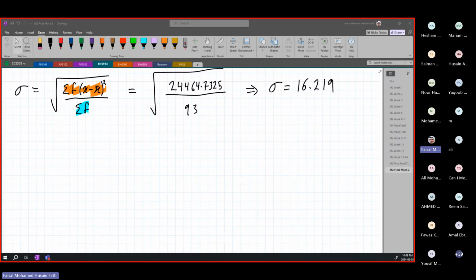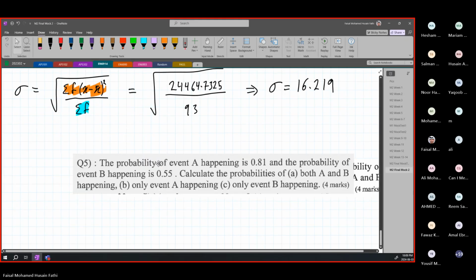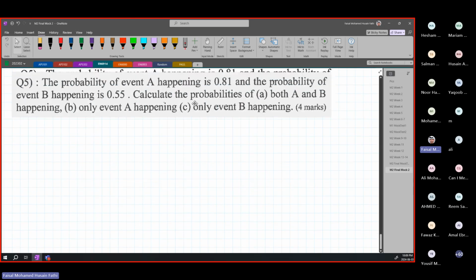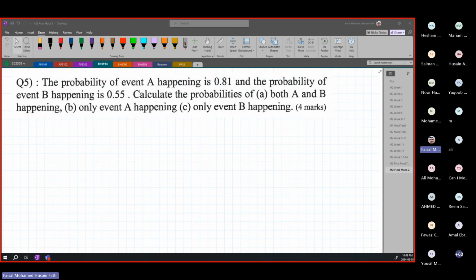Now, going back to probability again. So probability, let's look at this question. The probability of event A happening is 0.81, and the probability, this is very easy. So event A is going to be our red. So event A is 0.81. So the probability of A happening is 0.81. And the probability of B happening, so event B happening, is 0.55.